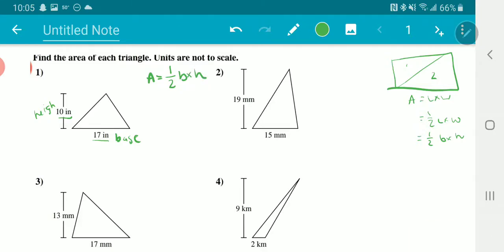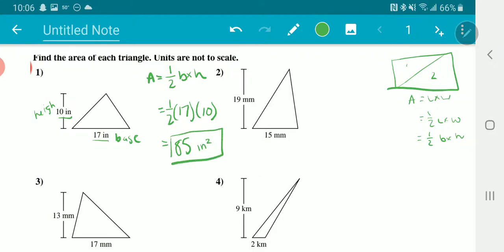Now I can go through and actually figure some of these out. For my first one, it's going to be 1/2, my base is 17, and my height is 10. When I plug that into my calculator, I get a final answer of 85. And remember, for area, it's not just inches, it's inches squared, or squared inches. So that's my answer right there.